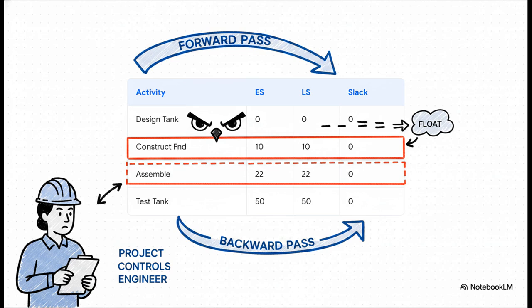We calculate the earliest start and finish on our forward pass, and then the latest start and finish on our backward pass. The mathematical difference between those? That's your slack, or your float. In a standard tank project, foundational tasks like design tank and construct foundation will often show zero slack, putting them squarely on the critical path. As a project controls engineer, those are the tasks you have to monitor like a hawk.